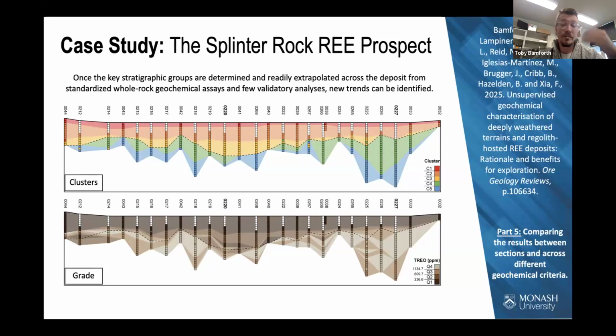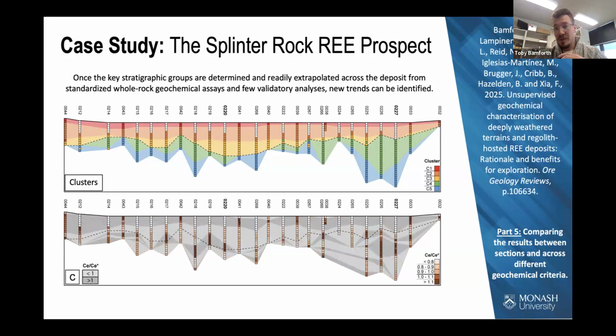So in terms of grade, the one thing you'll notice straight away when you have low grade in darker colors and high grade in lighter colors is at that interpreted transported sediment saprolite boundary, where that dotted line is, you see a very distinct change, generally speaking, in grade. You see an increase in grade below that line, right? So your mineralization is largely concentrated to your saprolite and your saprock, which is what you'd expect.